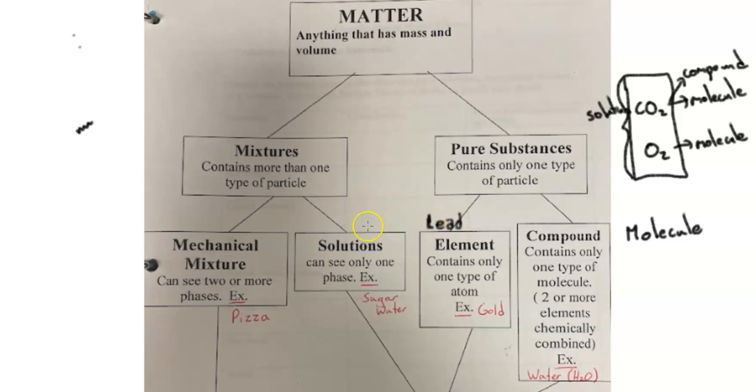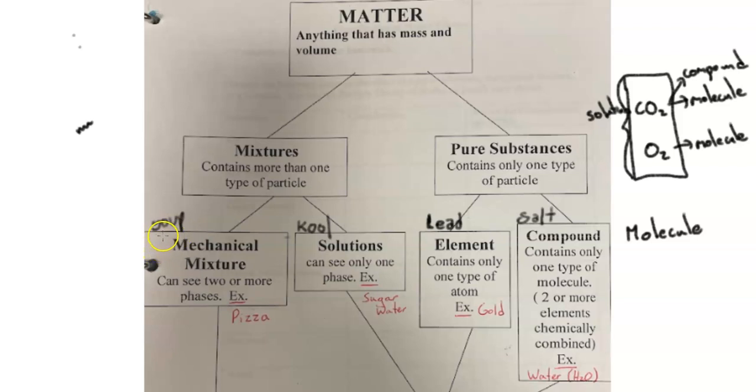Table salt, otherwise known as sodium chloride. It's sodium and chlorine bonded together. Good. That's a compound. Okay. Kool-Aid. You know what Kool-Aid is? Yeah. Good. That's a solution. Vegetable soup. So a soup that has all different vegetables inside of it. Okay, good. A mechanical mixture.